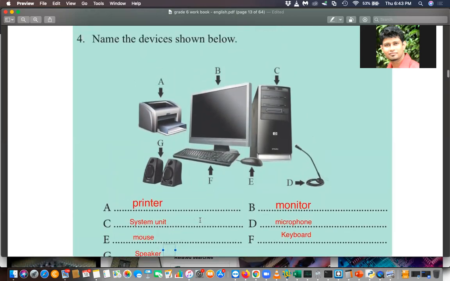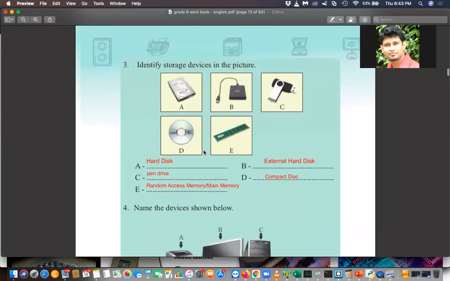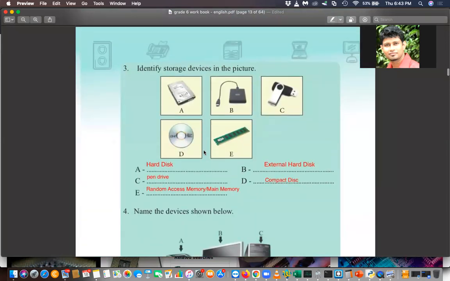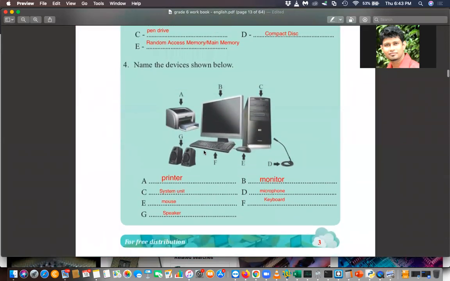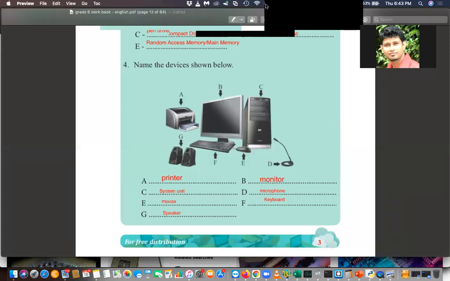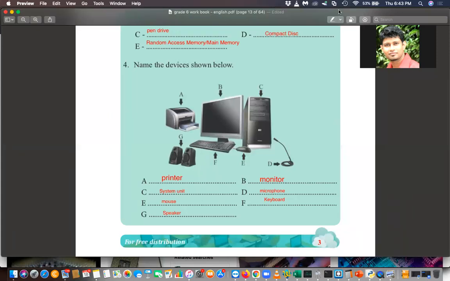Right, these are the devices. The question number is question number 4. The activity number is activity number 1.2. Question number is 4. You can write this in your book quickly. Come on, write it quickly.